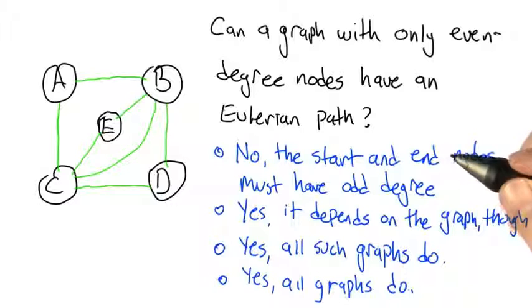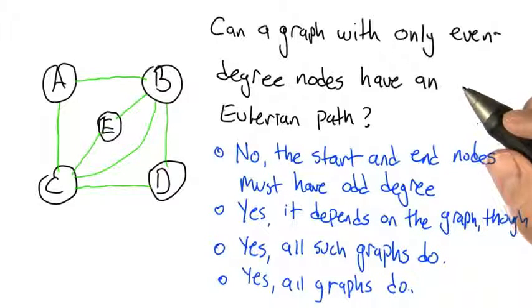And another possible answer is yes, because all graphs do. You can't really have a graph that doesn't have an Eulerian path.